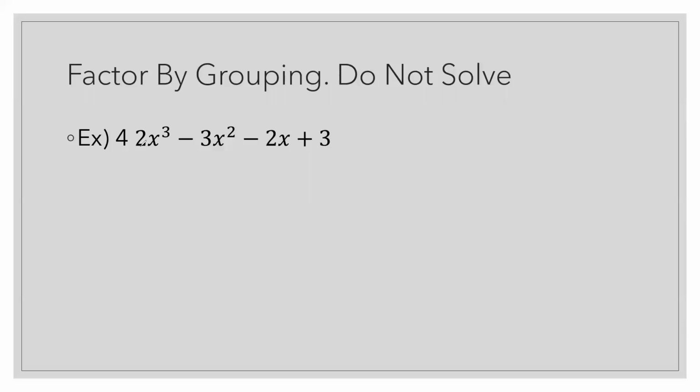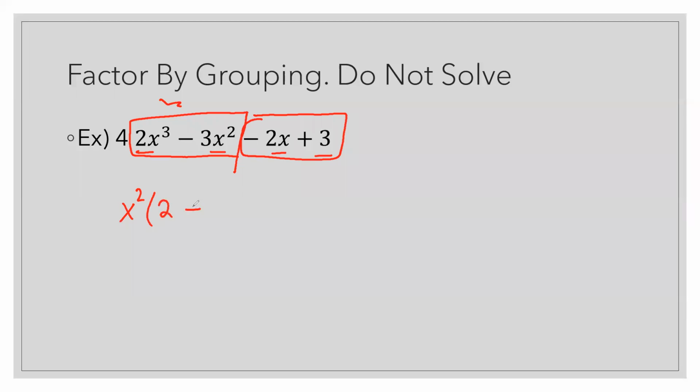So let's see if we have 4 terms. 1, 2, 3, 4. We have exactly 4 terms. Okay, and then split it in half. So on the first part, 2x cubed minus 3x squared, could we take out a GCF? Yes, we can. We can take out an x squared. And I think that's it. So we need a 2, and we need a negative 3.